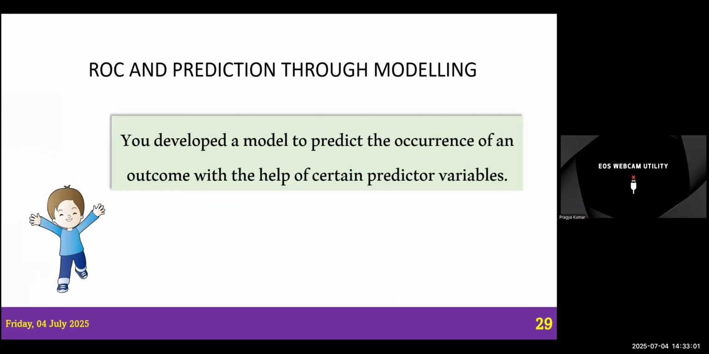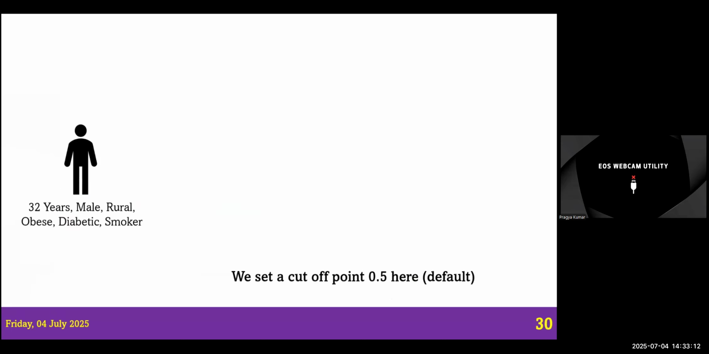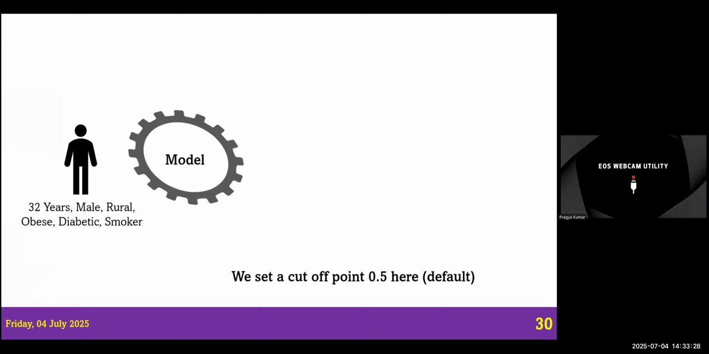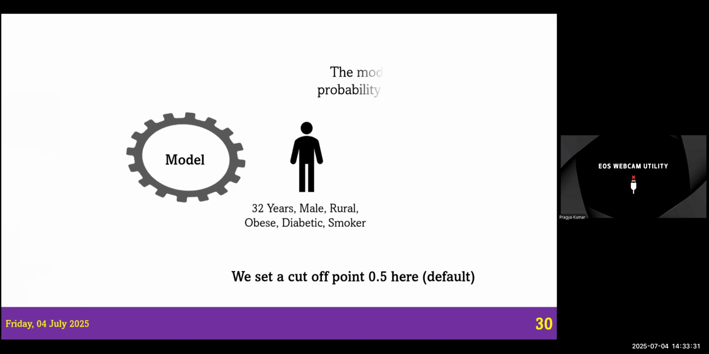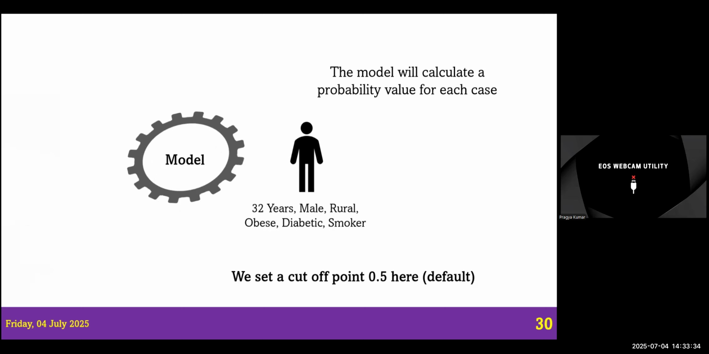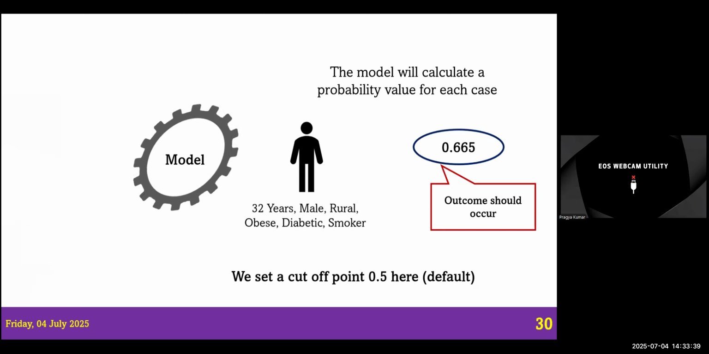And test accuracy is shown by the area under the curve, which we call AUC. So ROC, again, we have learned in the binary logistic regression also. You develop a model and you predict the occurrence of an outcome with the help of certain predictor variables. So we are predicting, let's say the cutoff is 0.5 here. If the person is a 32-year-old male, resident of a rural area, obese, diabetic and a smoker, and I put that person under the model I have proposed, the model calculates a probability for this person.